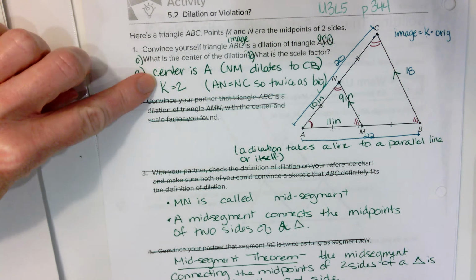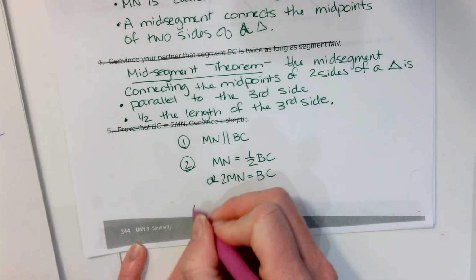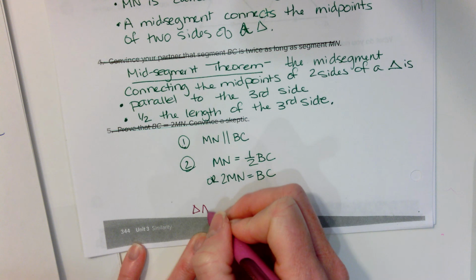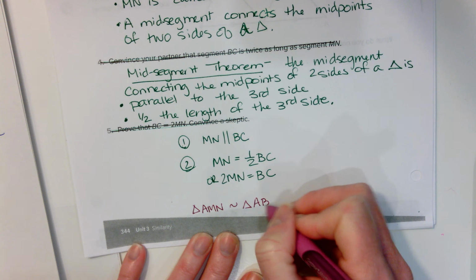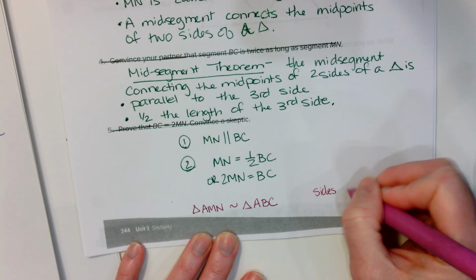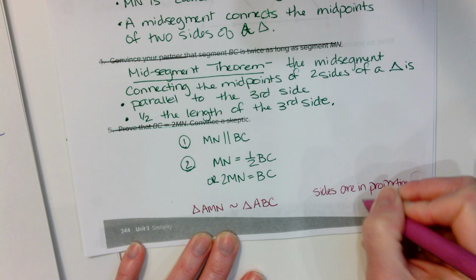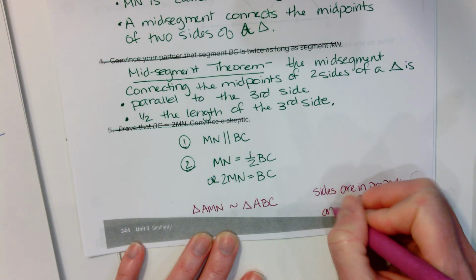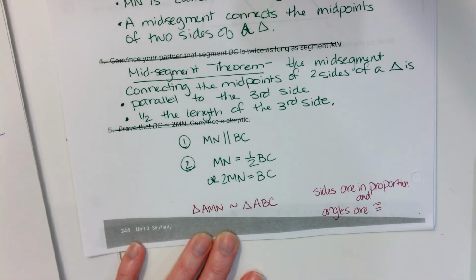Because, going down to the bottom of my page, you told me right here that it's a dilation. The big triangle is a dilation of the smaller one. So I know my two triangles are similar. So we know that triangle AMN, the original, is similar to the new triangle ABC. So I know that my sides are in proportion. We've been talking about that every class period. And I know that my corresponding angles are congruent. That's what I know about similar triangles.